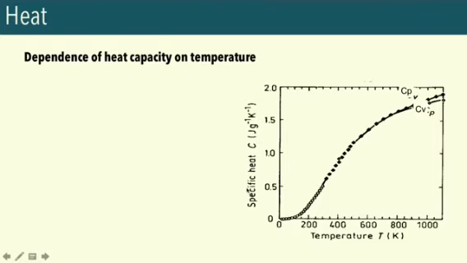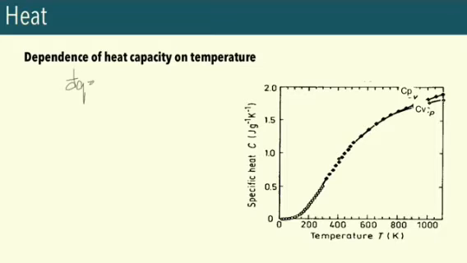Let's look at the dependence of heat capacity on temperature. Let's look at this graph over here. We have specific heat capacity against temperature. We can see that there is a temperature dependence. It tends to increase with increasing temperature. And then over here we have a divergence of two different types of heat capacities, which we'll talk about a little later.